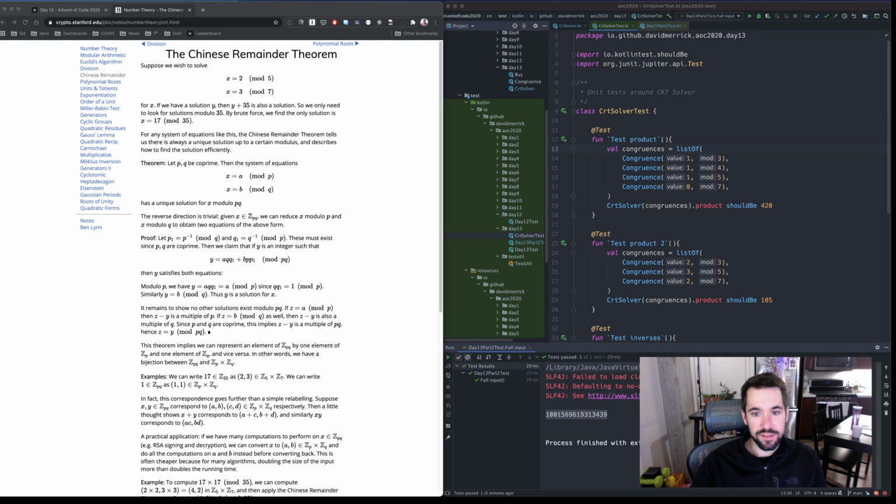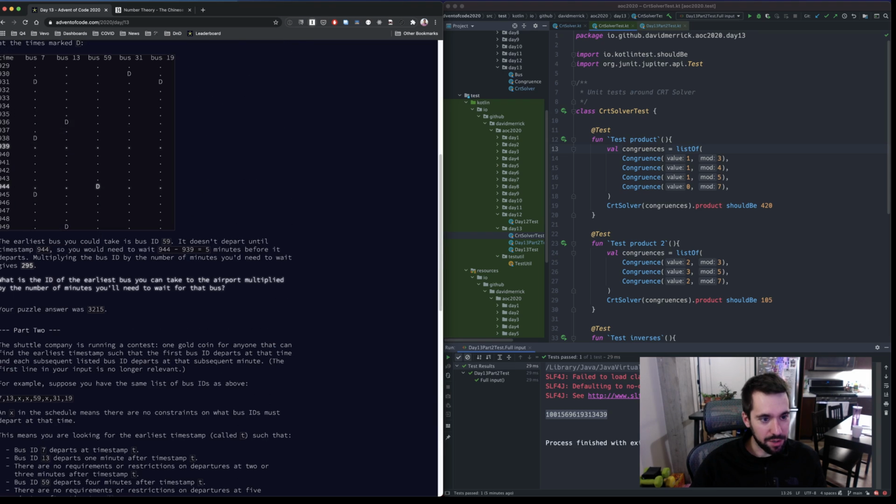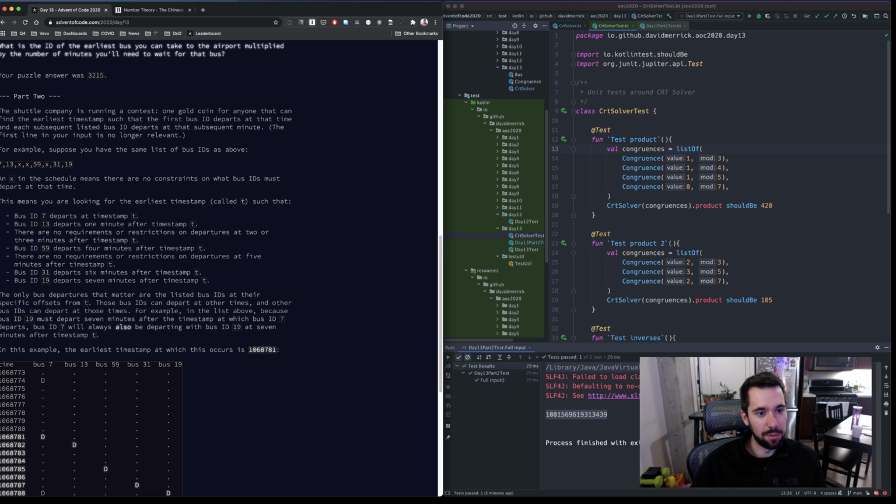Okay, so I just finished day 3, part 2 of Advent of Code, and this ended up being kind of a number theory problem. Just to sum it up, essentially for part 2, they flip the rules on us. So instead of the x meaning that the bus is not in service, you actually have to account for this x value.